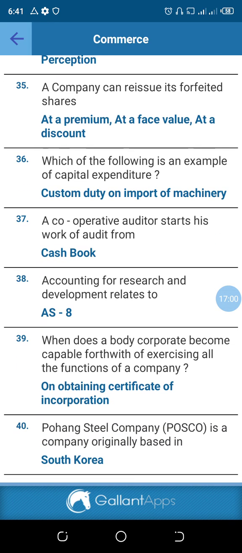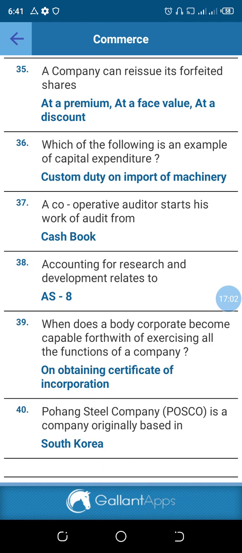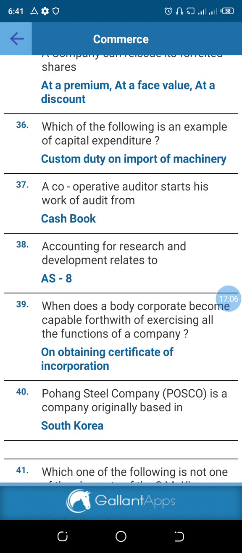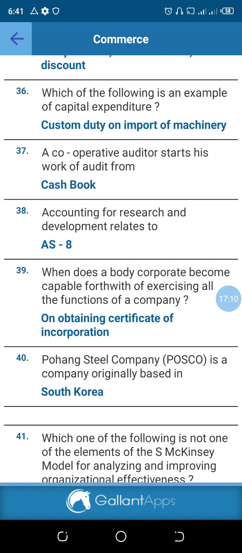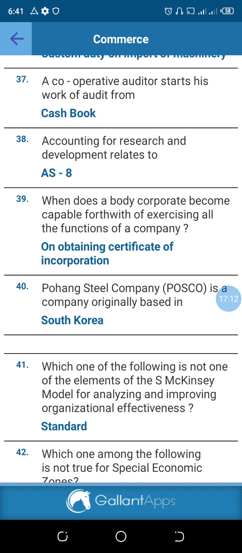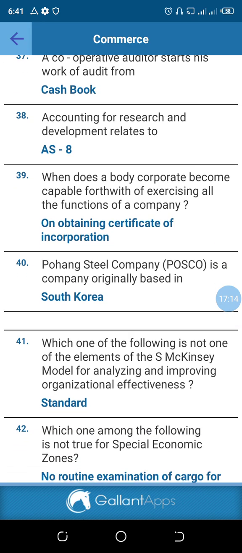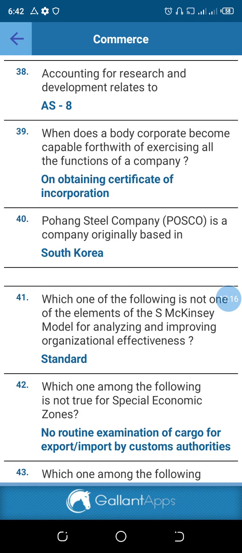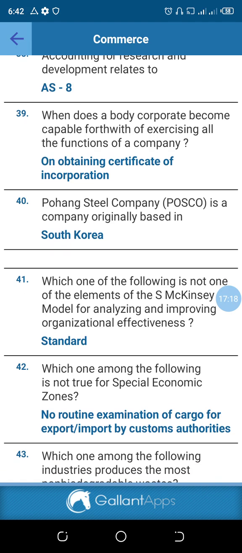A company can issue its forfeited shares at a premium, at face value, or at a discount. Which of the following is an example of a capital expenditure? Custom duty on import of machinery. A cooperative auditor starts his audit work from the cash book. Accounting for research and development relates to AS 8.